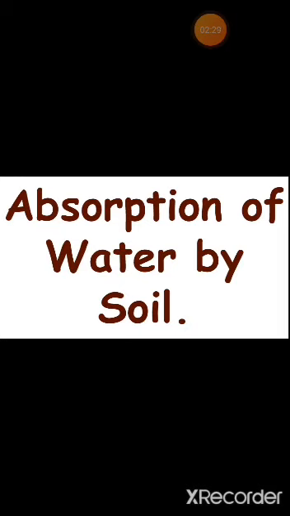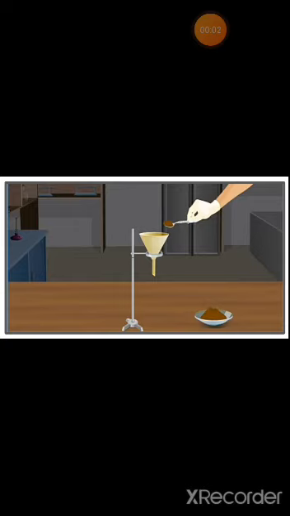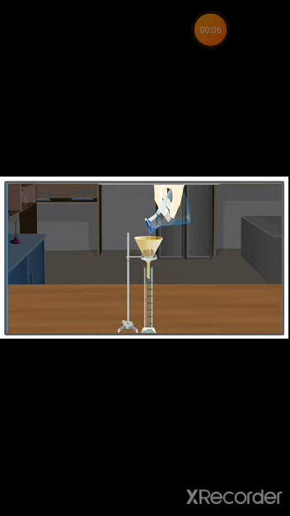Our next topic is absorption of water by soil. Take 75 gram of soil in a funnel, add 400 ml of water in a measuring cylinder. This is the initial volume of water and is denoted by U ml. Now, the water which drains out is collected in the measuring cylinder which is kept under the funnel. That is the final volume of water in the measuring cylinder and it is 100 ml and is denoted by V ml.